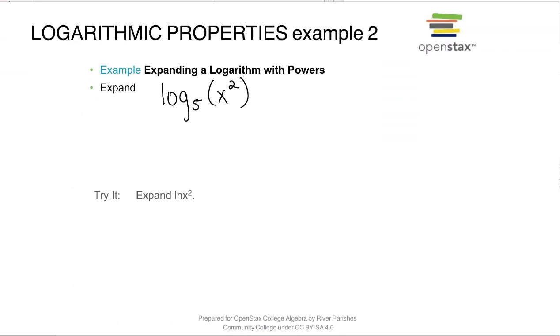So let's expand this first one, log base 5 of x squared. So what we're going to do is take this 2 and move it to the front. And it becomes 2 log base 5 of x. So we just move that 2 to the front. So same thing here. Expand ln x squared. So natural log of x squared. We're going to take this 2, move it to the front. It becomes 2 natural log of x. And we're done.